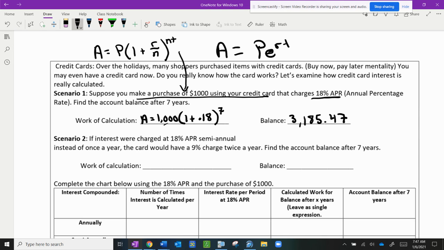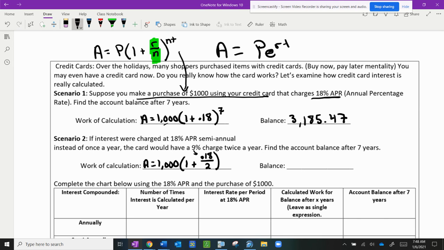Okay, so the next one is if the interest were charged at the same 18%, but they did semi-annual instead of once a year, the card would have charged you 9% twice a year. Let's find that same balance after 7 years. So now I'm going to use the same equation, but notice the same percentage, but this is where my n is twice, so 2. So now you see where that 9% comes from, right? So I have my 0.18 divided by 2, and I'm getting this from the formula right above.